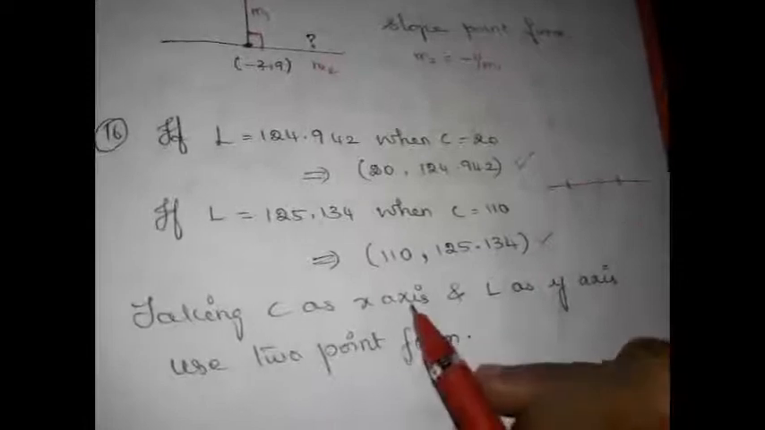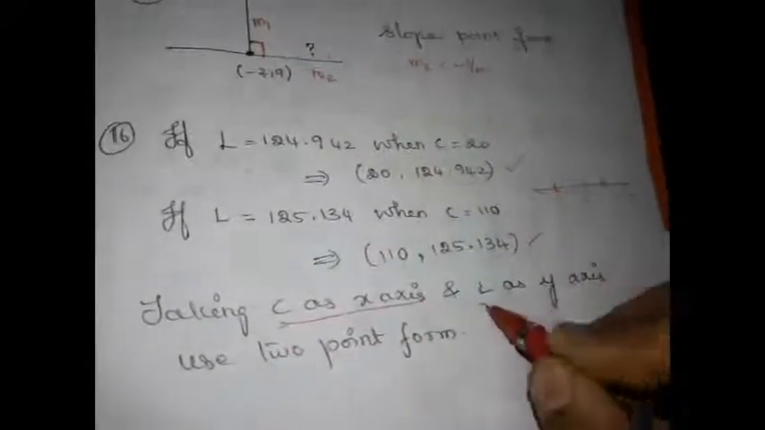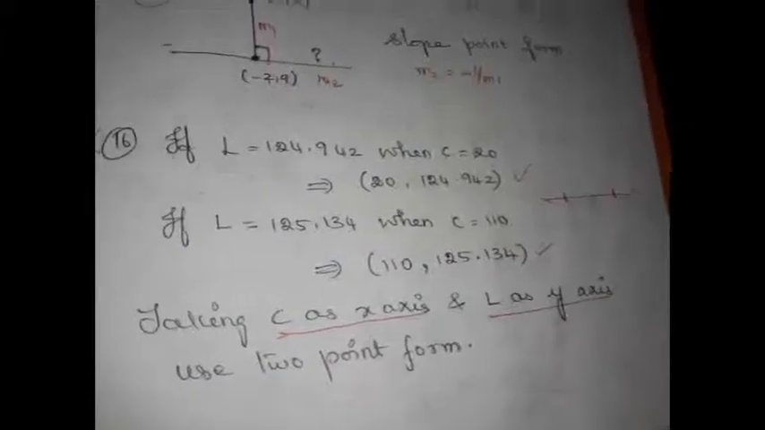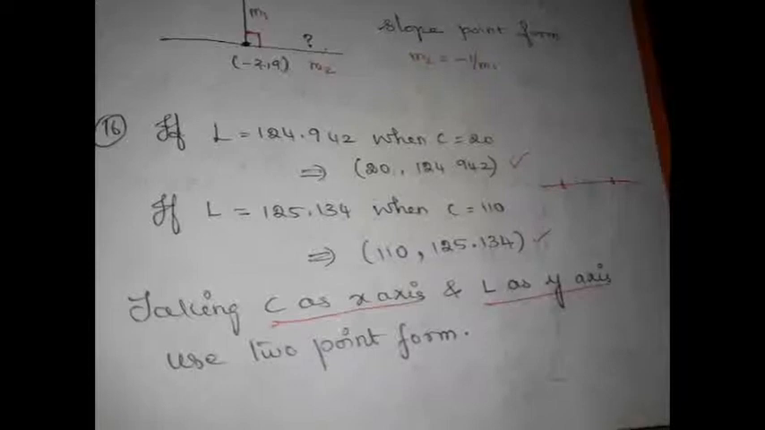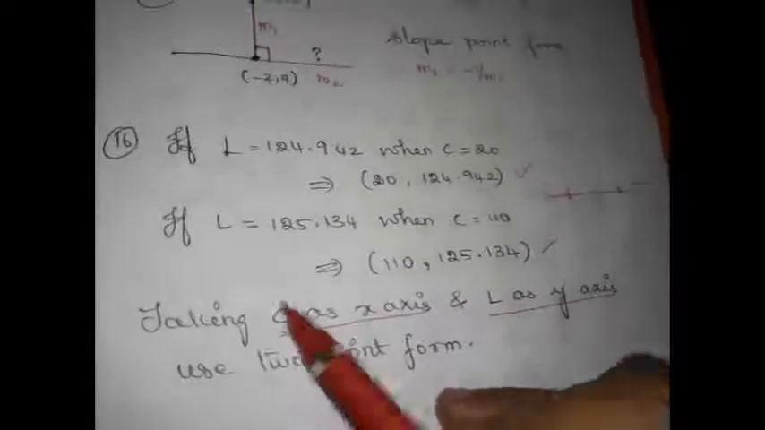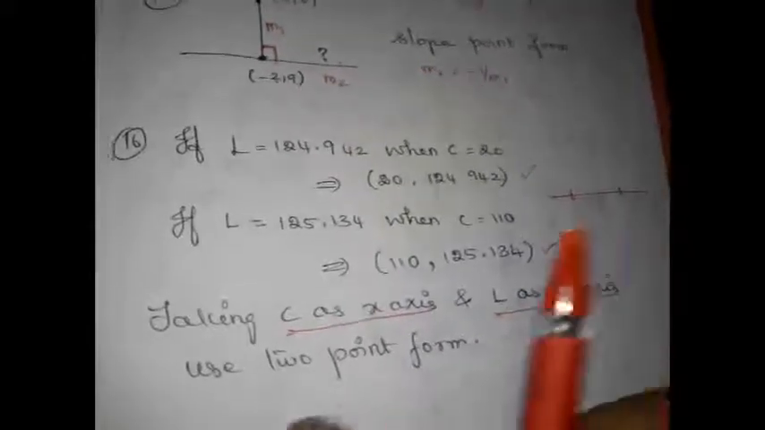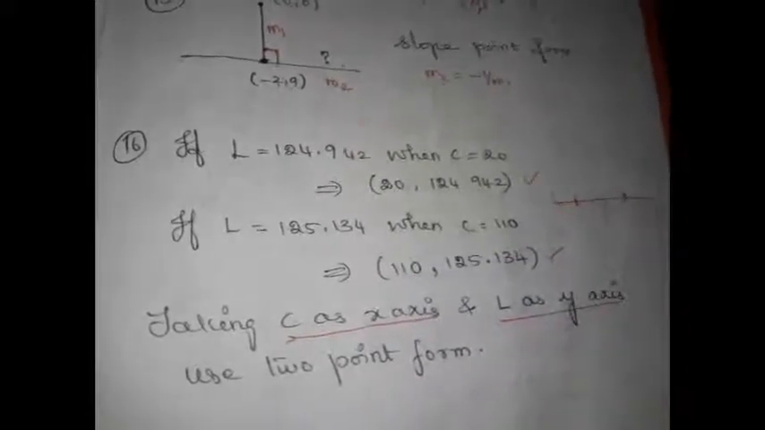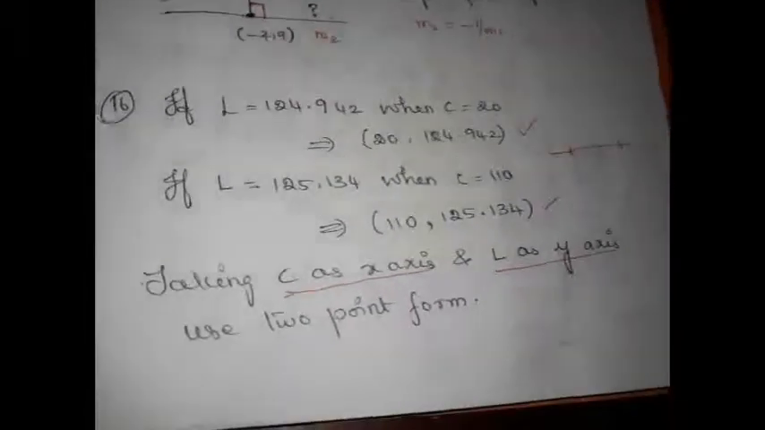So taking C as x-axis and L as y-axis, we can use 2-point form because we got 2 points here. In the 2-point form, in the place of x we will replace it with C, the place of y we will replace it with L, so that we will get the linear equation in L and C. So we can express L in terms of C.